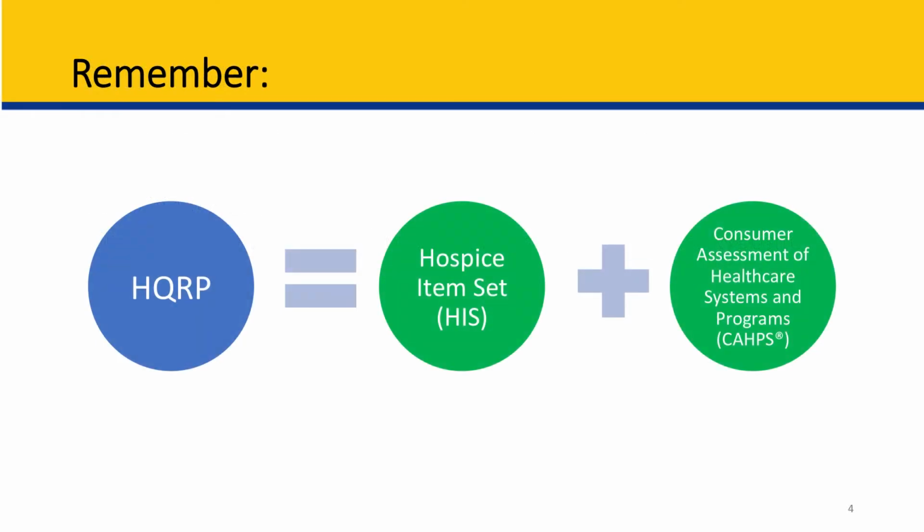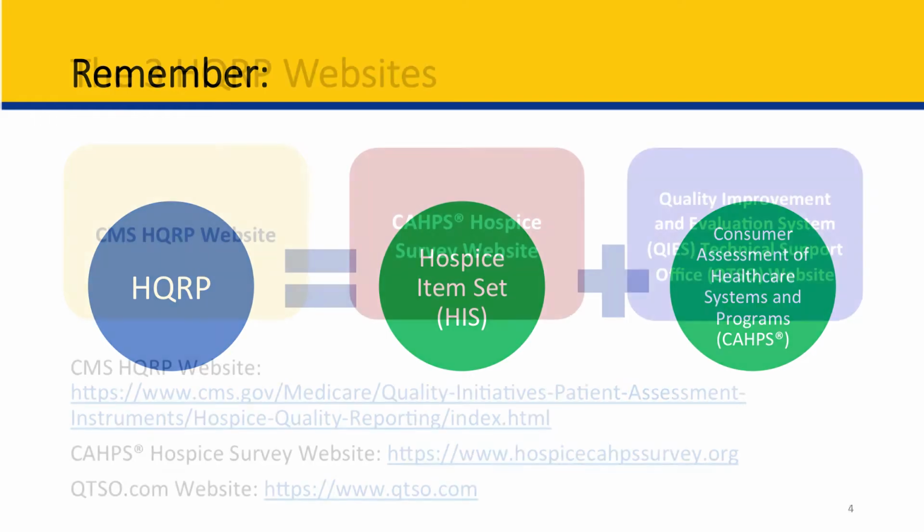Before we begin, remember that the HQRP consists of 2 reporting requirements: the Hospice Item Set, or HIS for short, and the Consumer Assessment of Healthcare Providers and Systems, or Hospice CAHPS as it's better known. Keeping this framework in mind may help you understand how the 3 HQRP websites are organized and which websites are relevant to which HQRP reporting requirement.